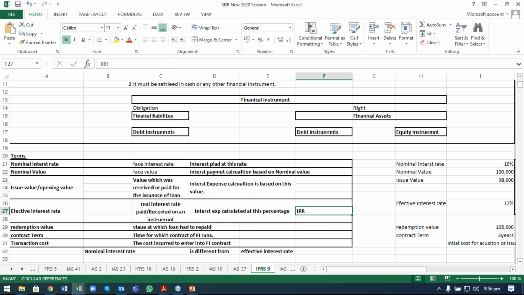I hope everyone has an idea what IRR is. It's internal rate of return. You have read this specific topic within F5 and I believe F9 in more detail. So at SBR level, the examiner is not going to ask you to calculate the effective interest rate. It's always given in the exam because this is not part of our course. Our course basically revolves around the application of accounting standards. So anything that could be used in an accounting standard will always be provided by the examiner, right?